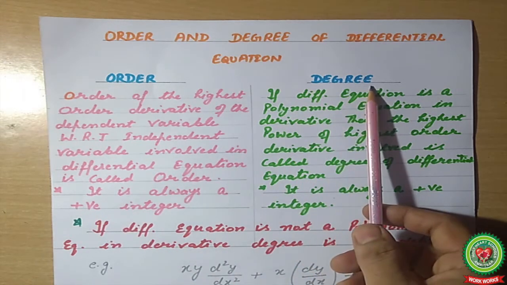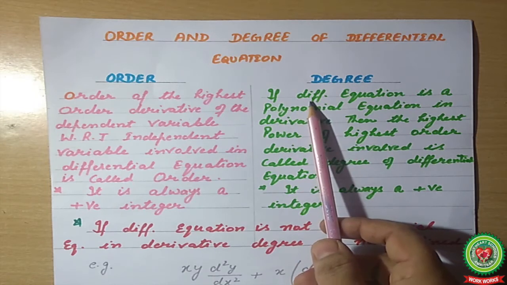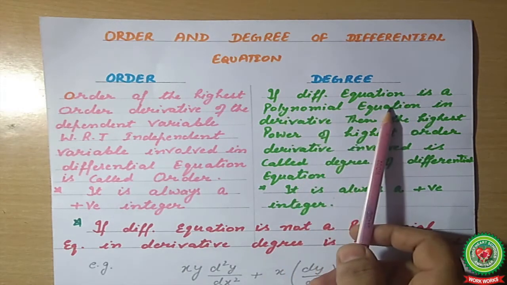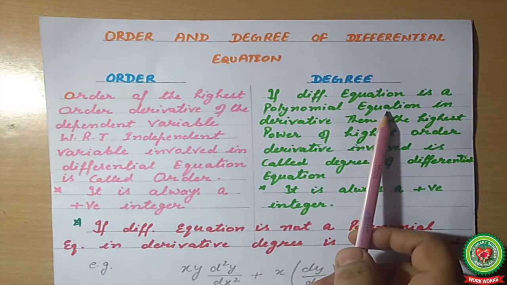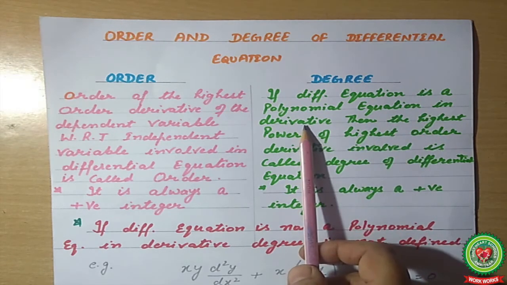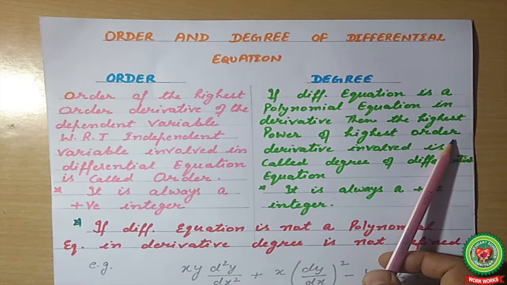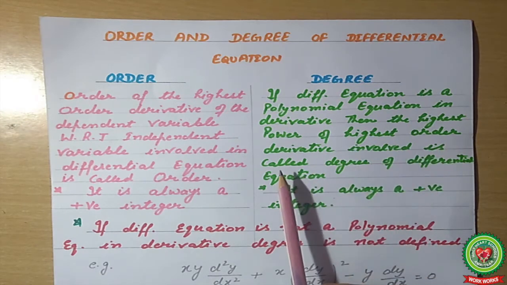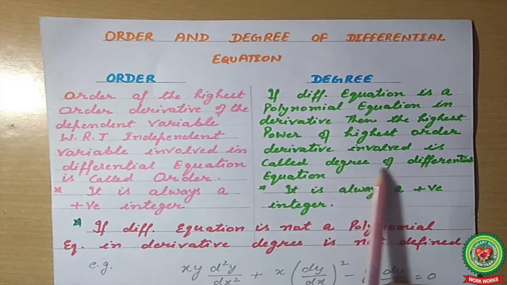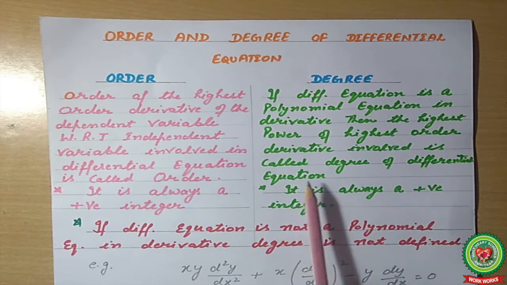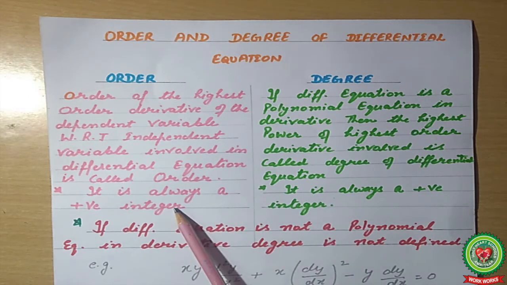And what is the degree here? If the differential equation is a polynomial equation, it should be a polynomial equation in derivatives. Then the highest power of the highest order derivative involved in the differential equation is called the degree of the differential equation. It is always a positive integer. Degree is always positive. Order is always positive. If the differential equation is not a polynomial equation, then order is there, but we can't find out the degree.